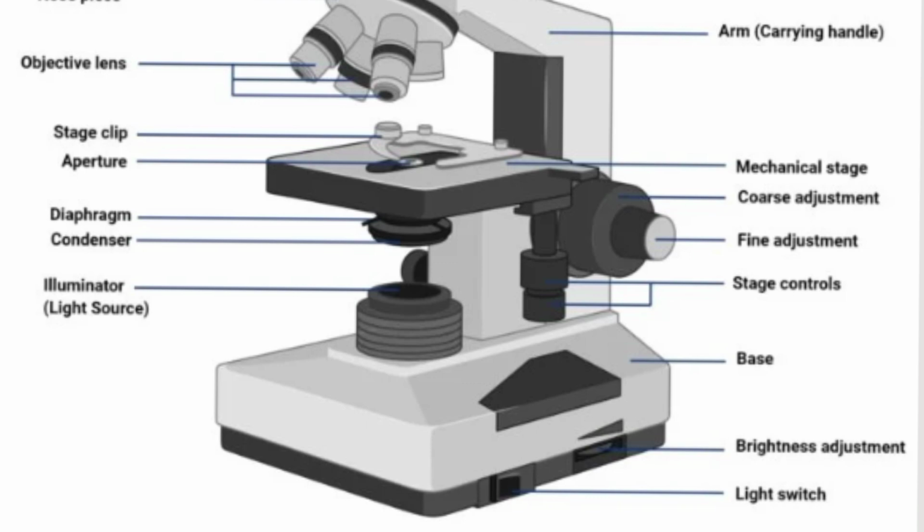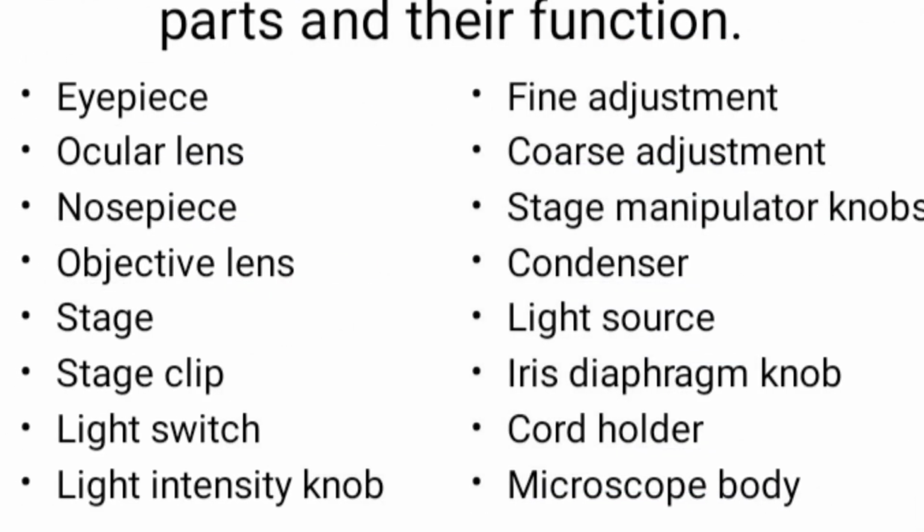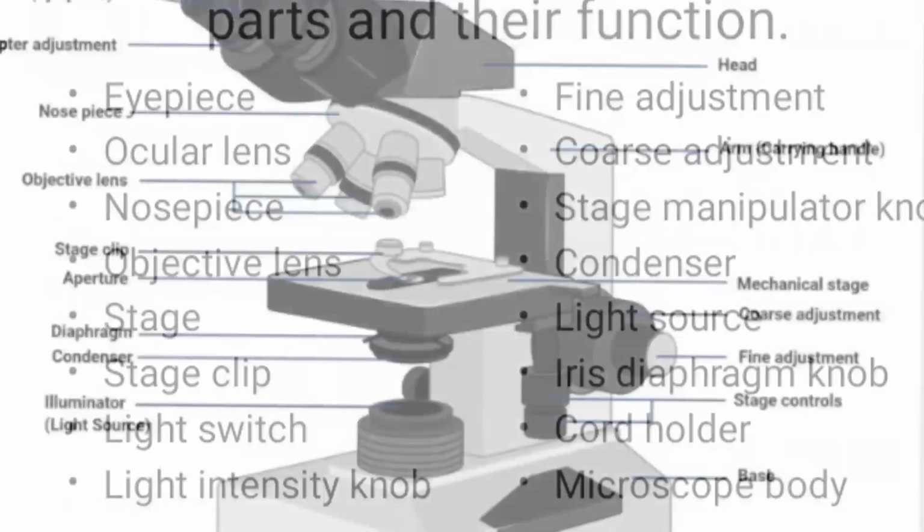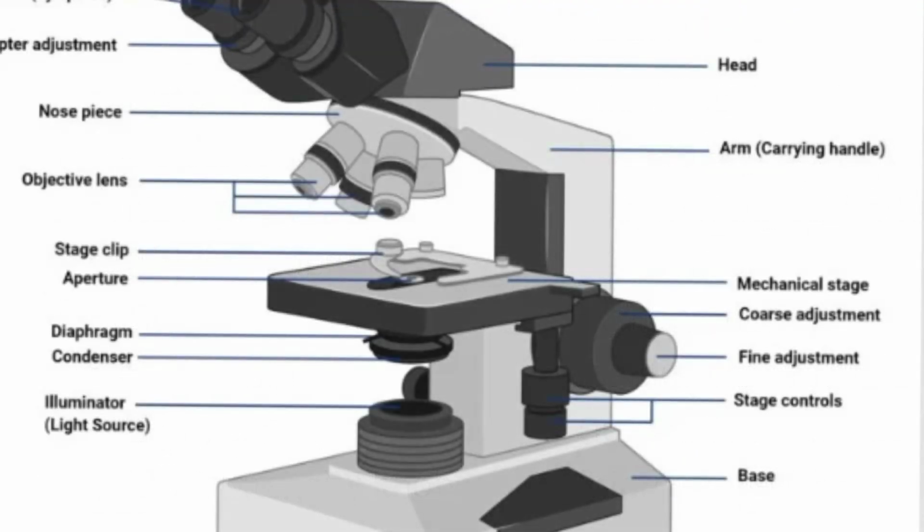Fine adjustment. Location: typically located on one side of the microscope body. Function: the fine adjustment knob allows for precise focusing of the microscope. It provides small incremental changes in the position of the objective lens to achieve a sharp focus on the specimen.